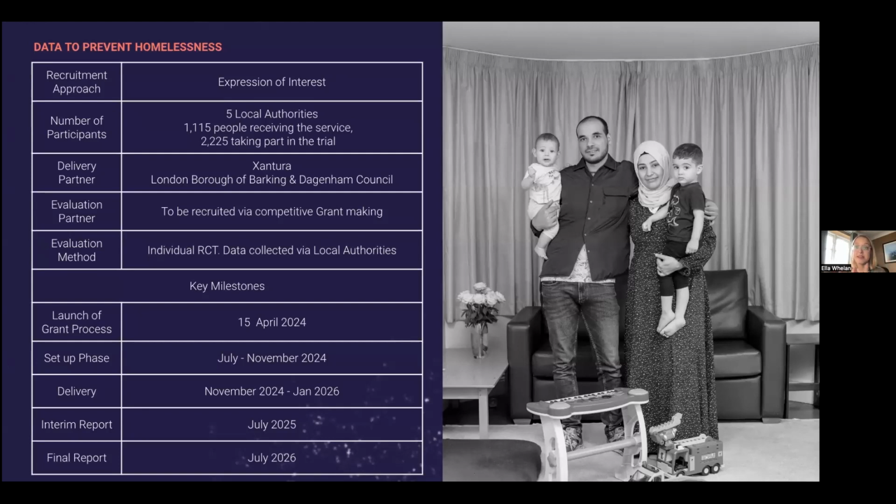And those key dates, the 15th of April, when the expression of interest applications will be open on Flexi grant. And we're expecting that setup phase to last July till November, with delivery beginning approximately in November and running until January 2026. And I think it's back over to you now, Graham.